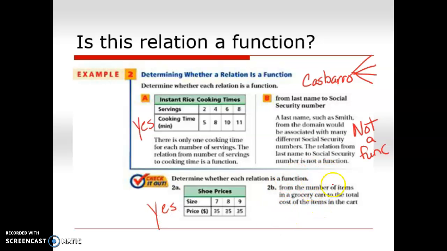This one right here, from the number of items in a grocery cart to the total cost of the items in the cart, not necessarily. I could have 4 very cheap items, like gum and candy bars, and be a cheap price, say, $5. But I could have 4 steaks and a couple of lobster tails in there. Well, that's going to be quite expensive, okay? So you can have the same number of items going to different costs, so that would not be a function.